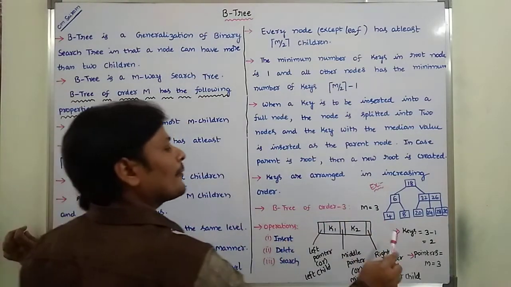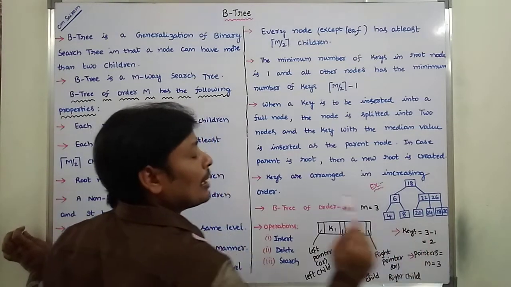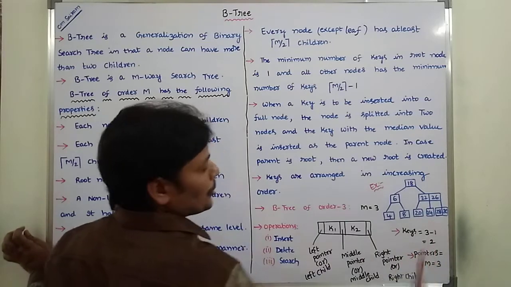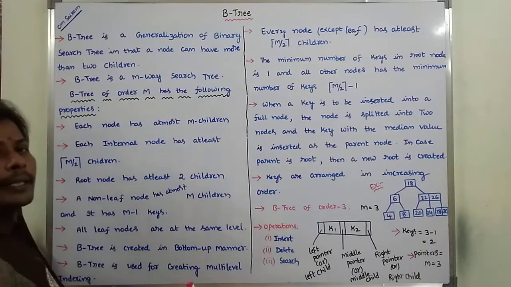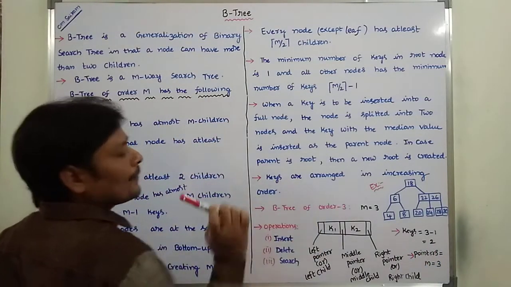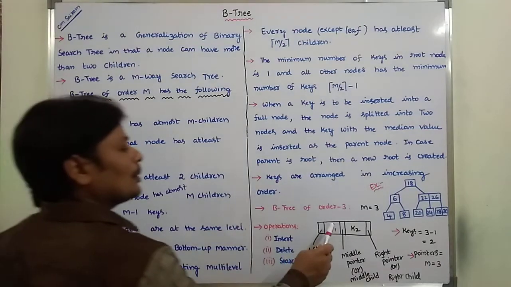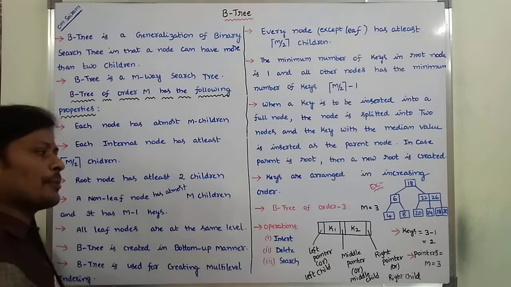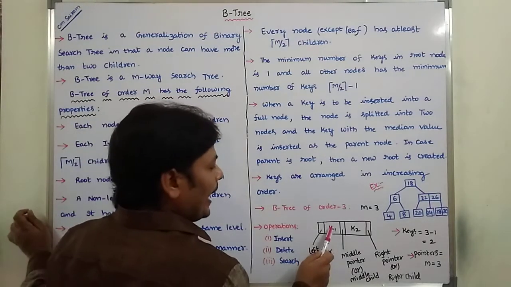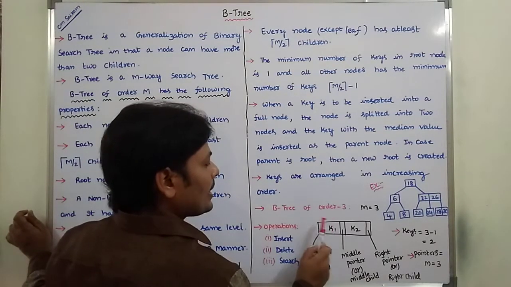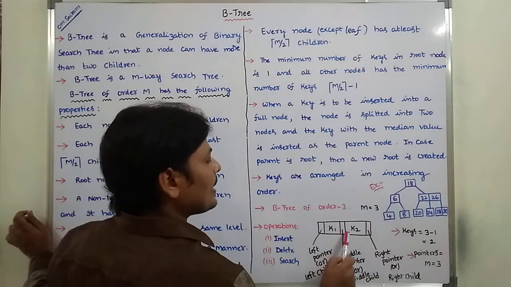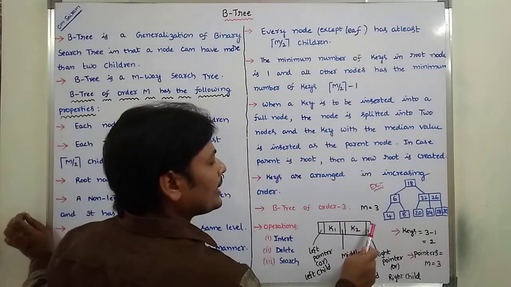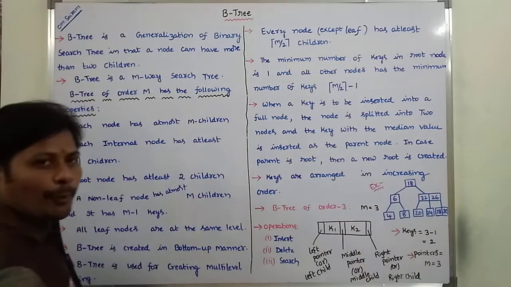So B tree of order 3 means M is equal to 3. How many keys are there? That is M minus 1 keys, 3 minus 1, that is 2. Two key elements are there in order 3, K1 and K2. For K1, this is the left pointer and this is the right pointer. For K2, this is the left pointer and this is the right pointer.